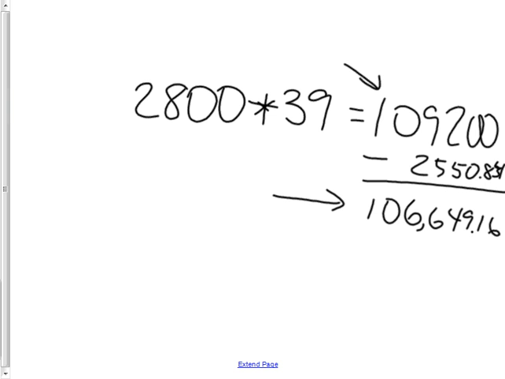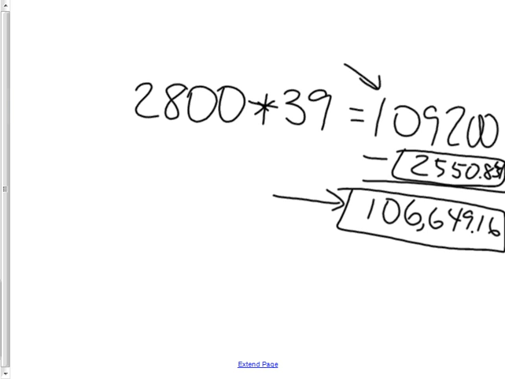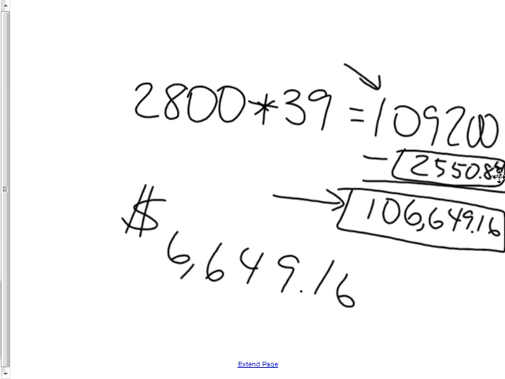Remember, this is money they owed you back. They're going to give you that money back. So the actual amount is the 106. All right. So 106,000-ish. You paid more than you originally intended to borrow. That's interest. They made 6,649.16 in interest.